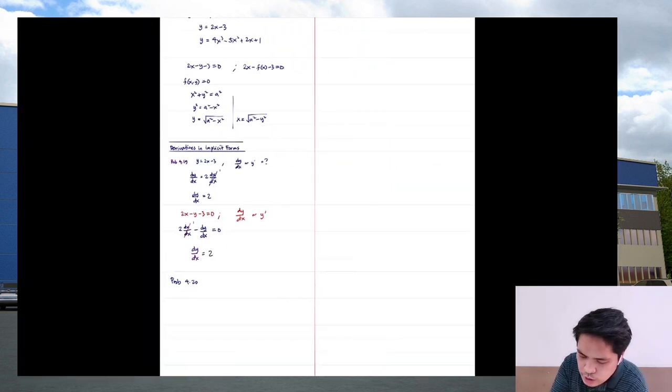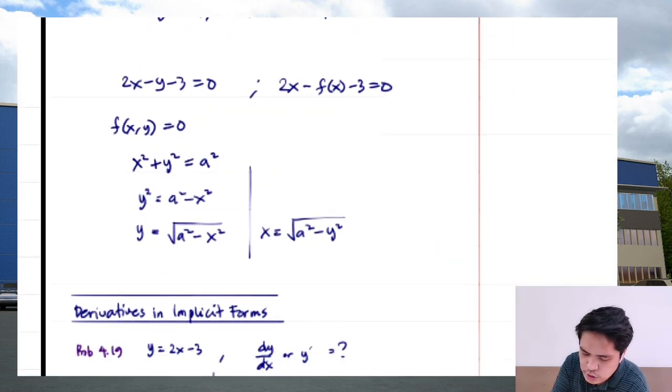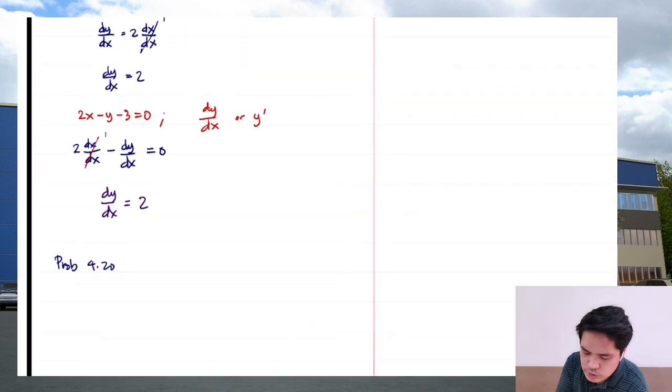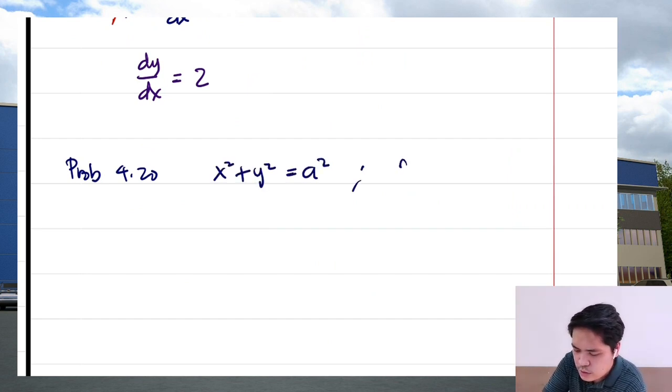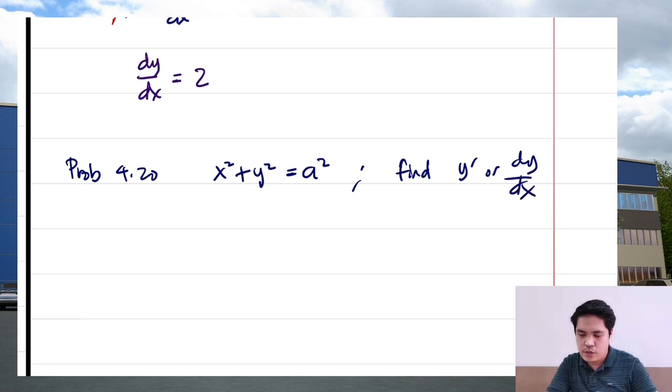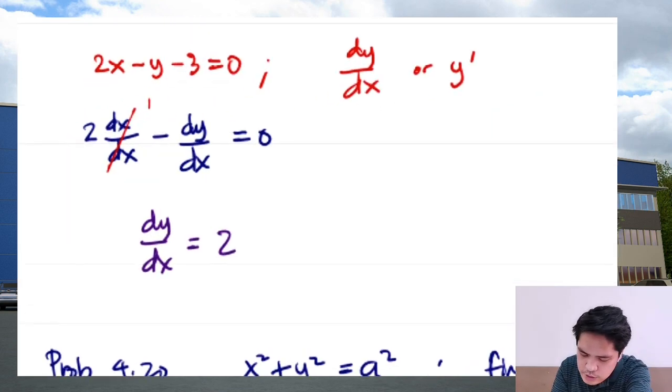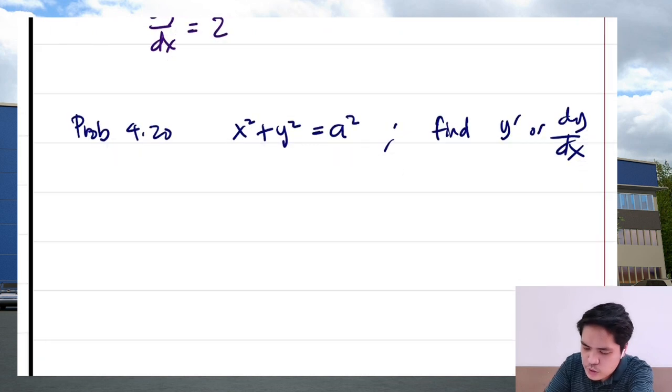Then we'll use the circle: x squared plus y squared equals a squared. Then we need to find y prime, or dy over dx. So how do we solve this? Same process here. Same process as the previous problem. That is simply getting the derivative of each term. Okay? So let's start with x squared.